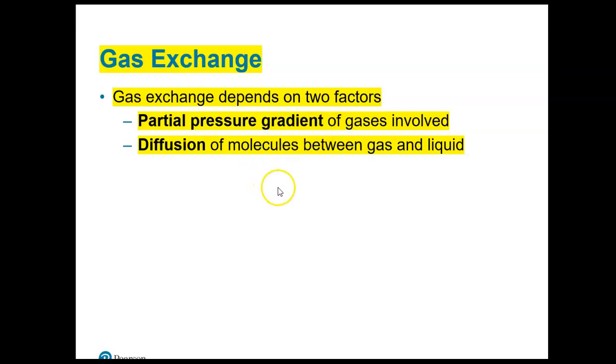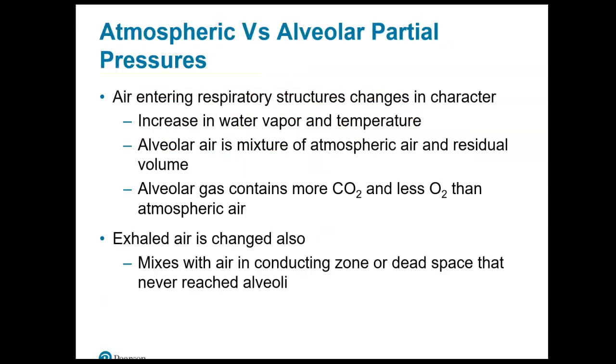For example, the alveoli partial pressure is 100 and something, and it's 40 something in the capillaries. So the pressure gradient is the difference between those pressures. The other factor has to do with the solubility of the gases, which affects their diffusion rate. Some gases are more soluble than others. So those are the things: the pressure differences and the solubility of those gases.